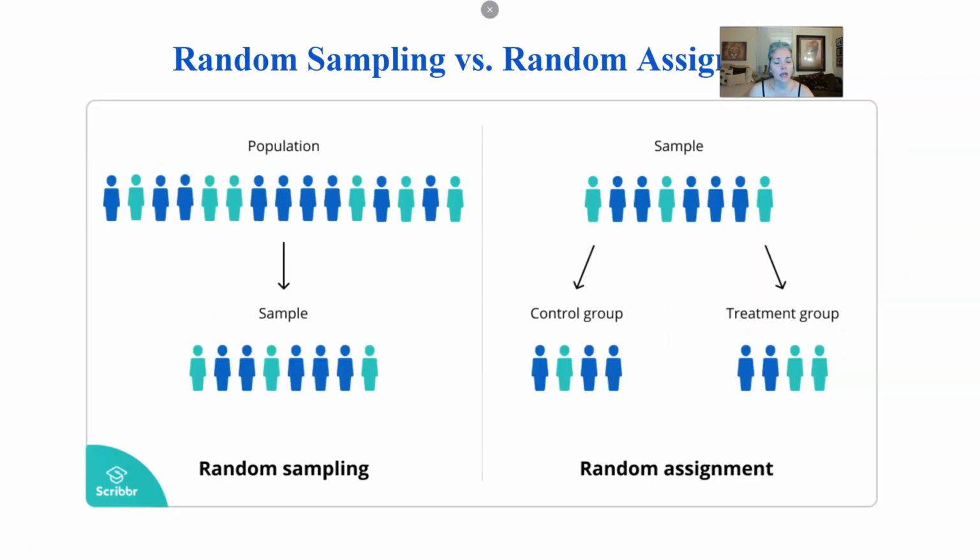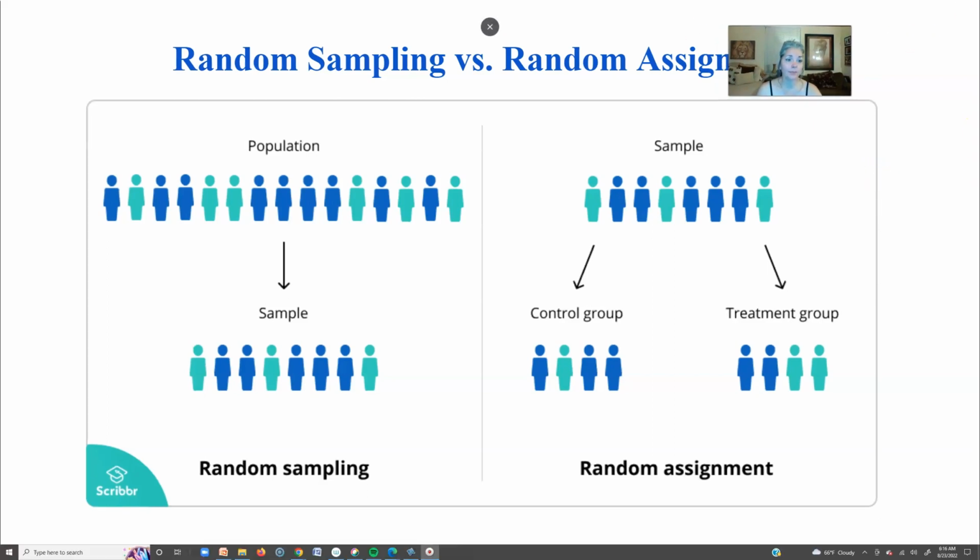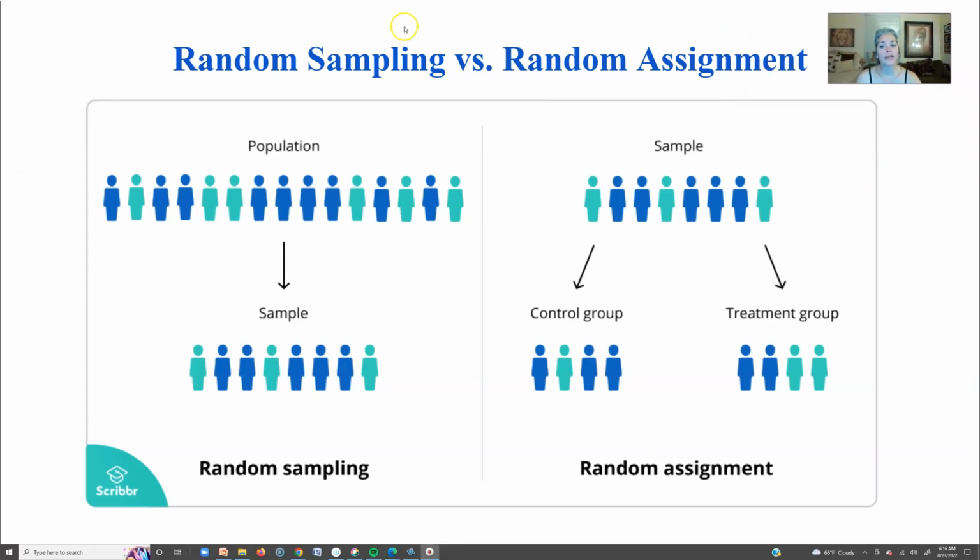So let's talk about sampling as opposed to assignment. Random sampling, again, sampling is the method by which I recruit a sample, a subset of the population. I can study a sample because I recruit a manageable number of people. It's nearly impossible for me to study an entire population, but I can definitely study a sample.